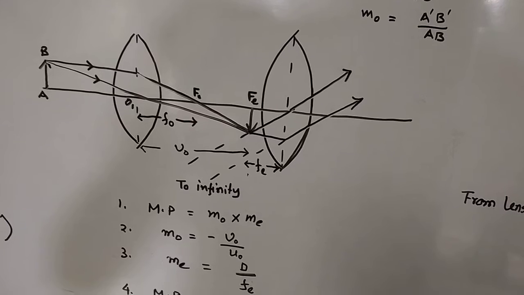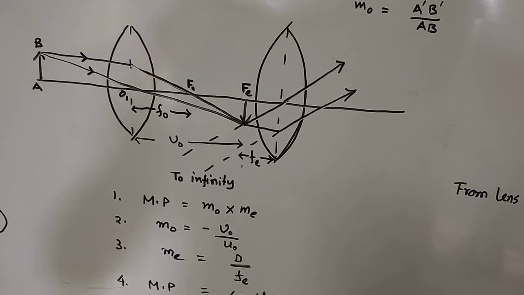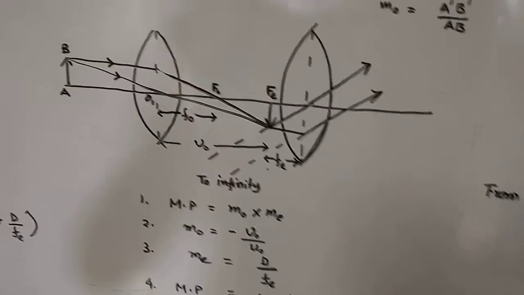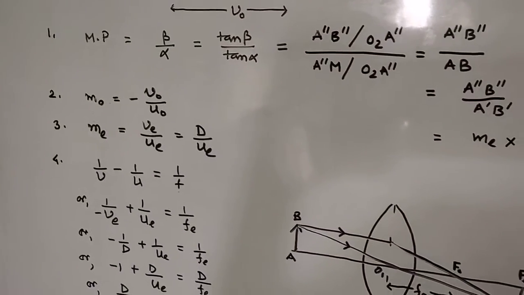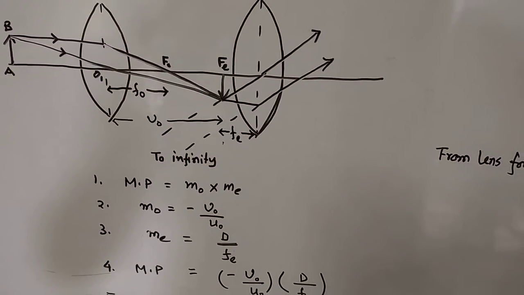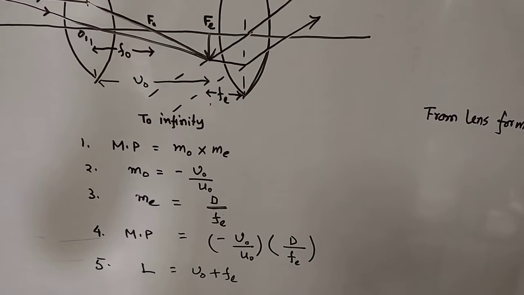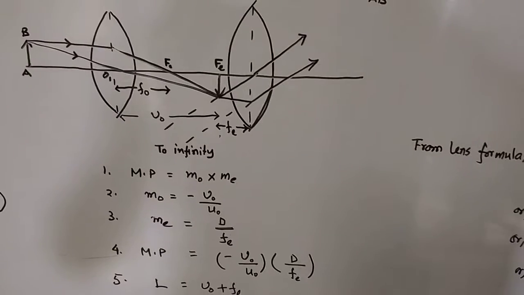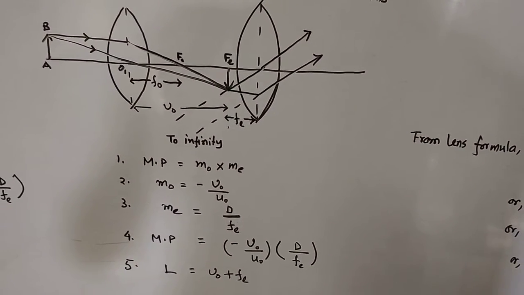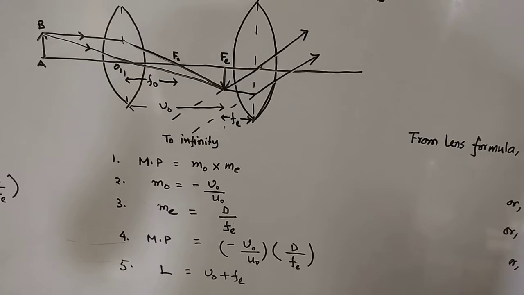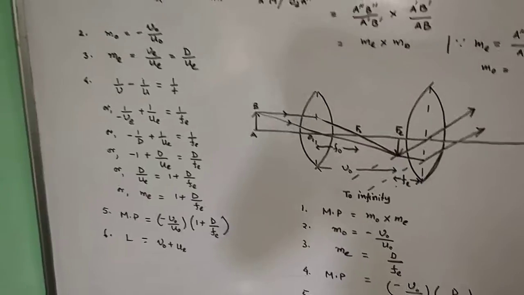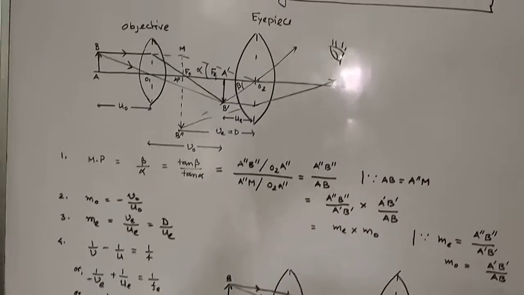For the objective it remains the same. For the eyepiece me, we are going to use this one, so in place of ue it should be fe, d by fe. So the magnifying power is minus v0 by u0 times d by fe. And the length of the microscope is then v0 plus fe. So please go through this expression as well as the ray diagram.